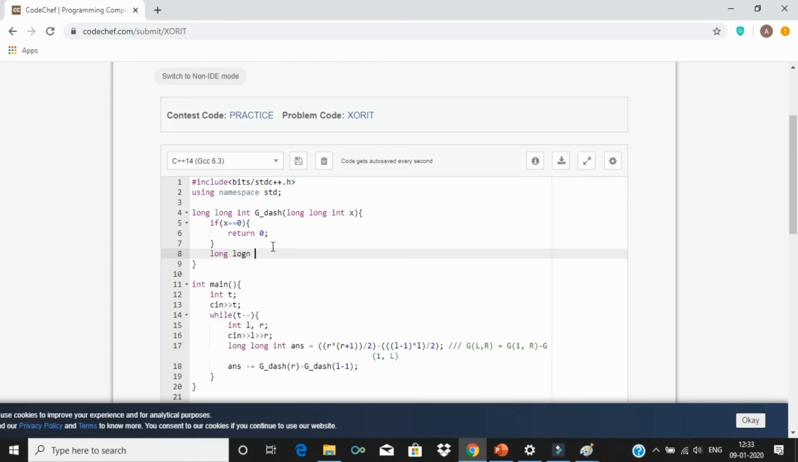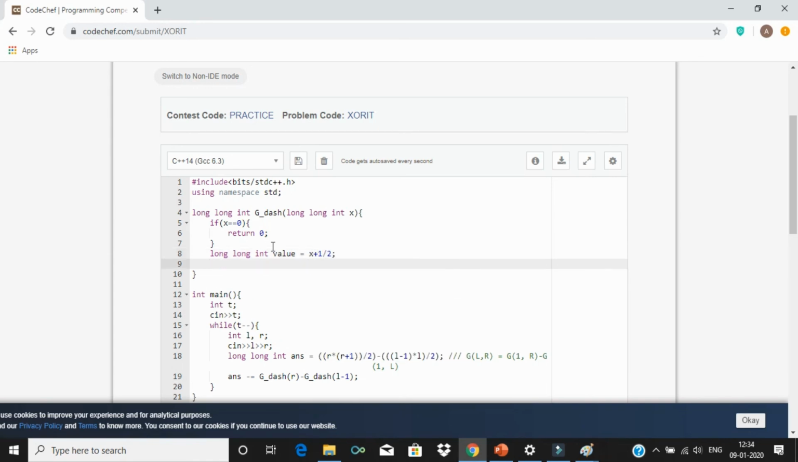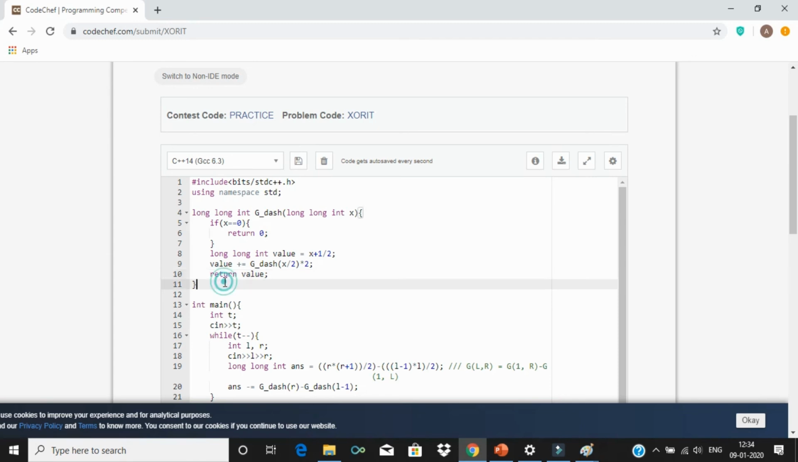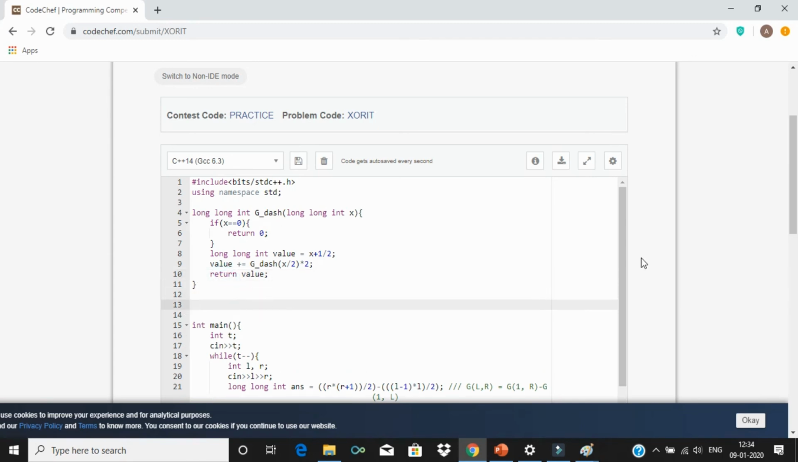Now let's take another variable, long int value, where first of all we will store the value for the odd value case. It will be x plus 1 by 2 as discussed in the tutorial. Now value will also depend on x by 2. That's what we have discussed in the tutorial, and then we will return the value from here.